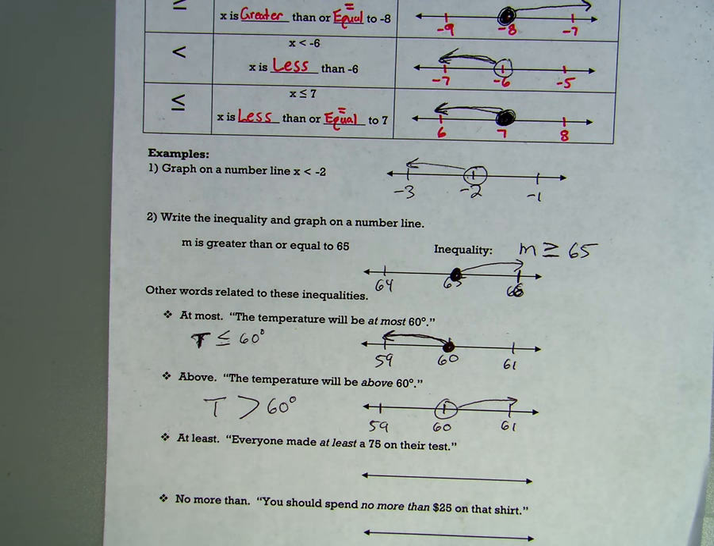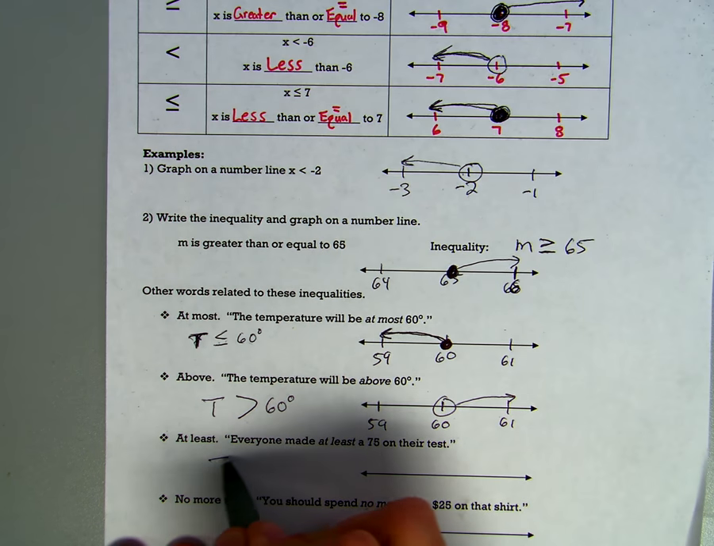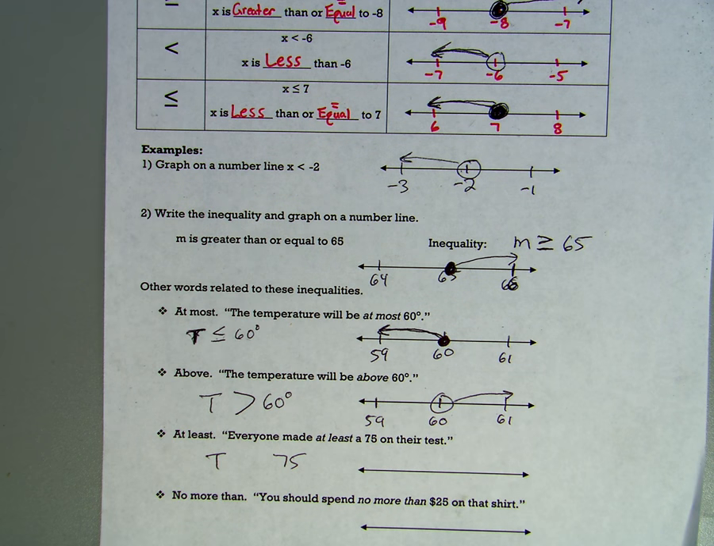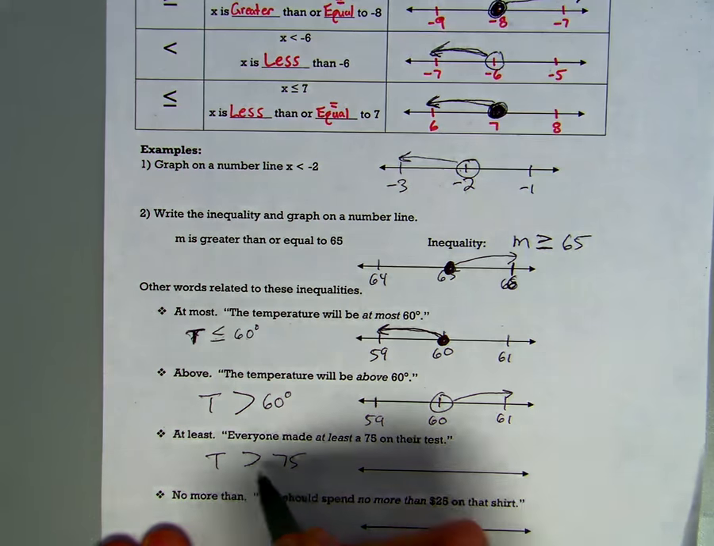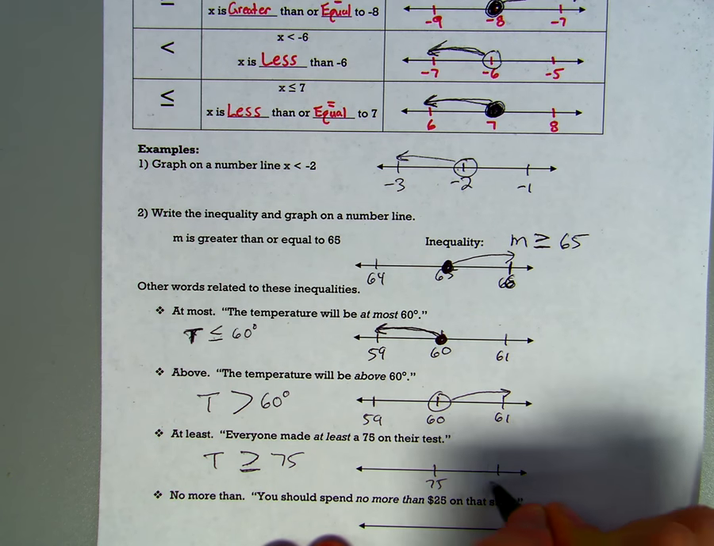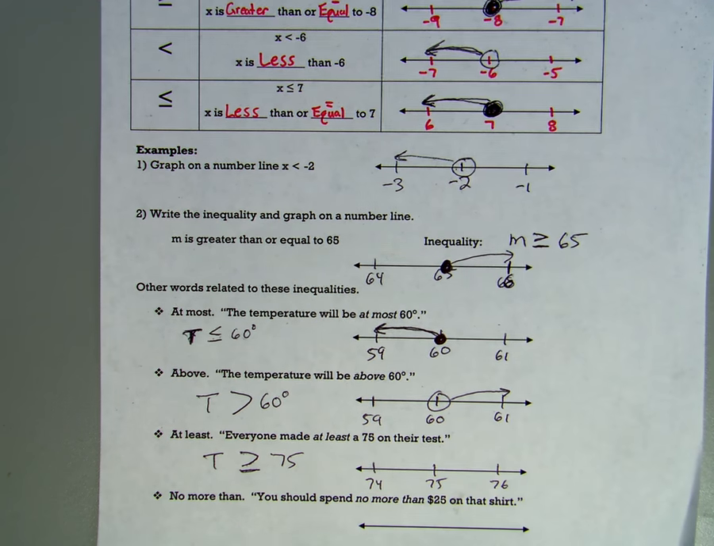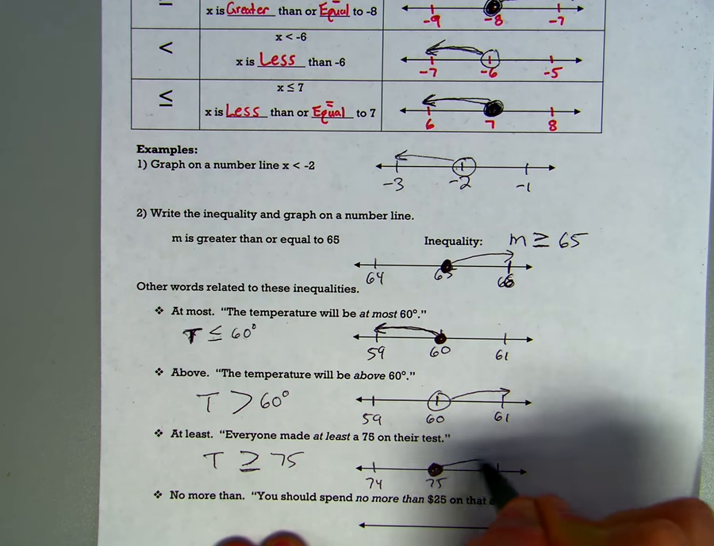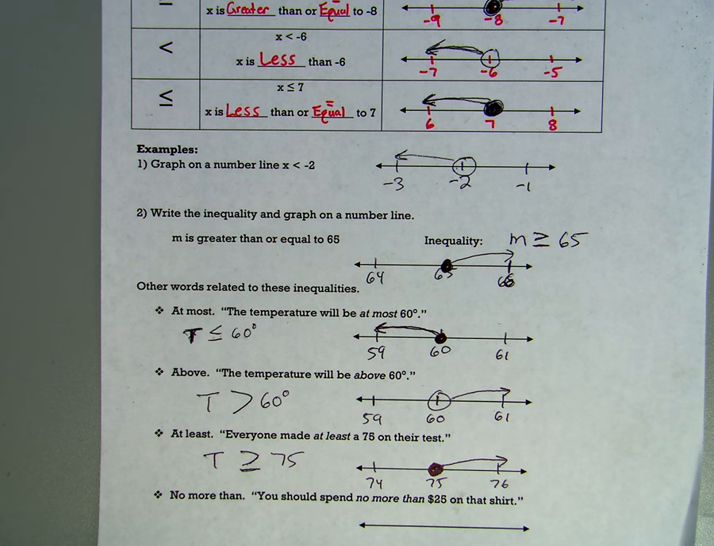Next one is at least. Everyone made at least 75 on their test. So we'll put T for tests, we'll put 75. Because it's at least, we know some people probably made 75 and some people are above it, but nobody's below that. So it's going to be greater than 75, but it also could be equal to it. So I'm going to put my 75 there, 76 and 74. So it's a greater than or equal to, so it's a closed circle, and we're going to go to the greater side.